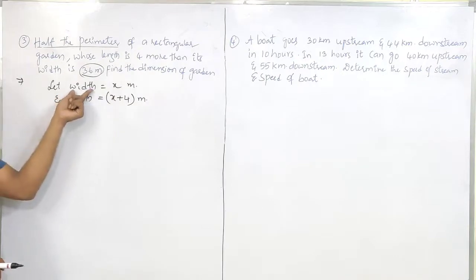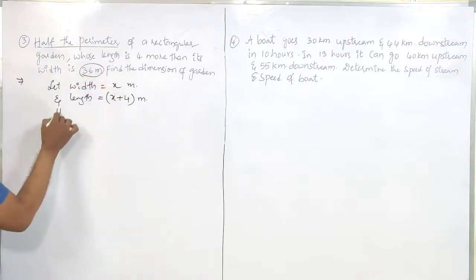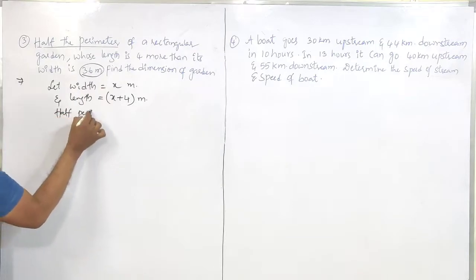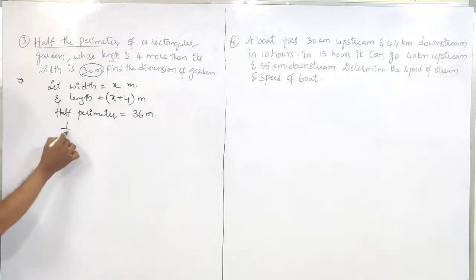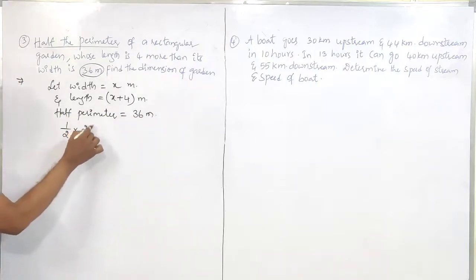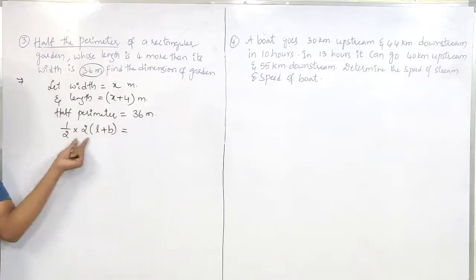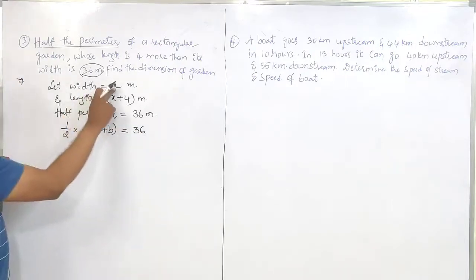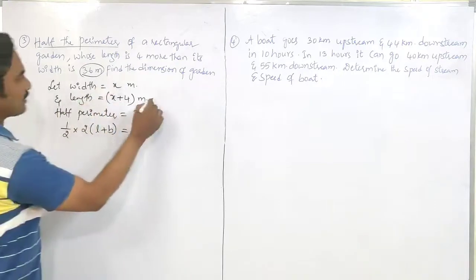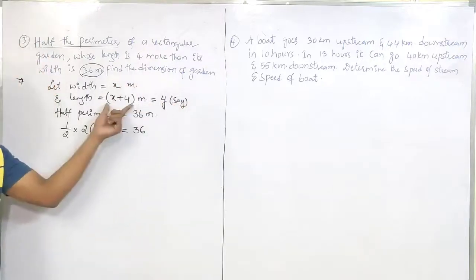We know the length and width. Width is also called breadth. Half the perimeter is given as 36 meters. So the formula is half into the perimeter. Perimeter of a rectangle formula is 2 into L plus B. Half the perimeter, 2 into L plus B, is equal to 36. So width is considered as x and length, suppose it is y. So y is equal to x plus 4.